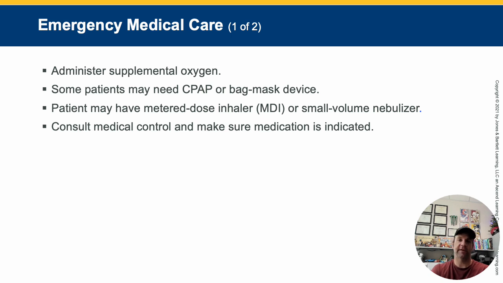Some patients will have their own medication on hand, like a metered-dose inhaler, maybe some type of small volume nebulizer. These typically contain beta agonists like albuterol, which is going to relax the smooth muscle of the bronchioles and open up the airway. Now, depending on your scope of practice and your local guidelines, again, you're going to be able to assist the patient in using these medications.